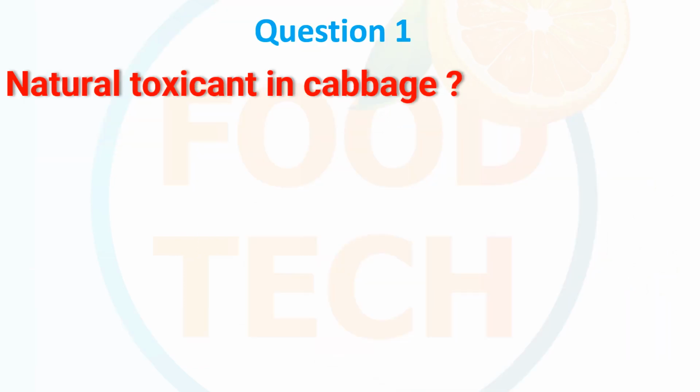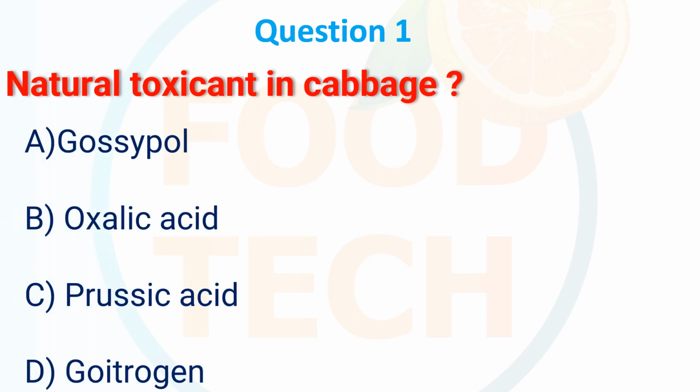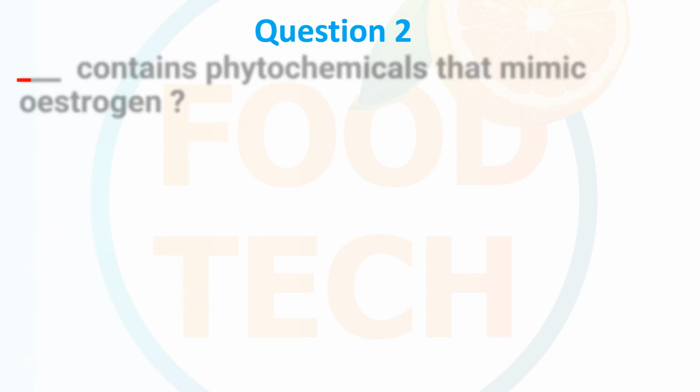Natural toxicant in cabbage. A. Gossypol. B. Oxalic acid. C. Prussic acid. D. Nitrogen. The answer is D. Nitrogen.